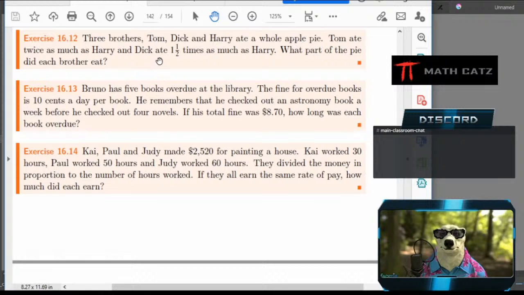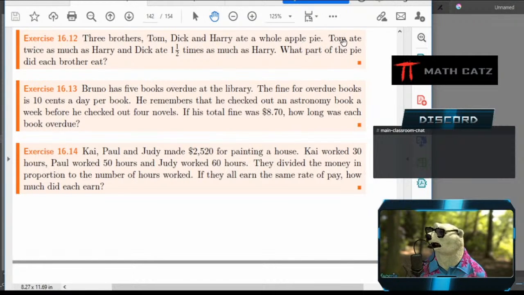All right. So now in order to answer this question at the end, I want to be able to say a sentence like, Tom ate this much of the pie. Harry ate this much of the pie. Dick ate this much of the pie. There's only one pie. So it's sometimes useful to think about how my concluding sentence answer is going to be phrased. What is it ultimately going to say?